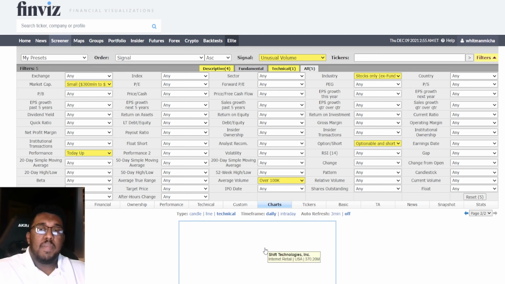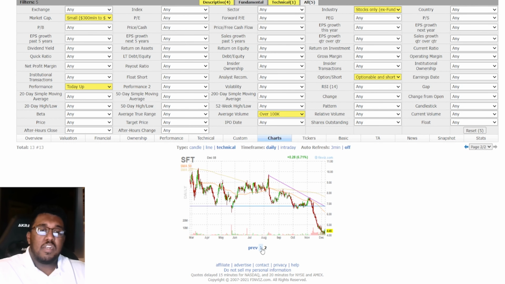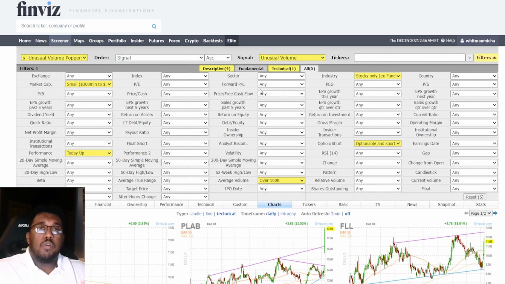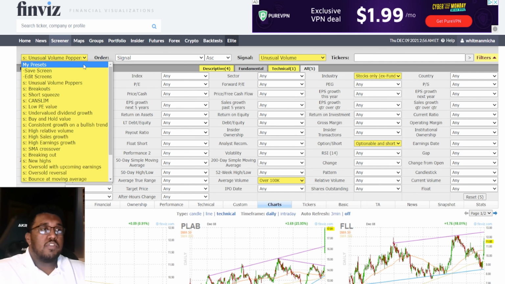All right, and you see the page number 2. Any more consolidation? Not really. Now, in order to save this, all you have to do is come over here to My Presets and hit Save Screen, and it's very easy to do.